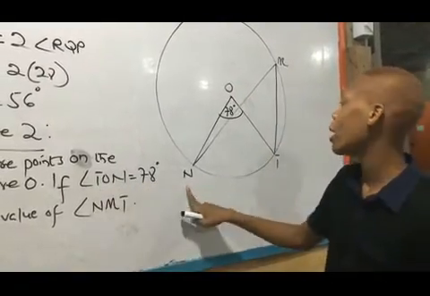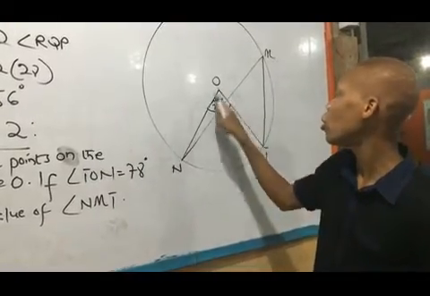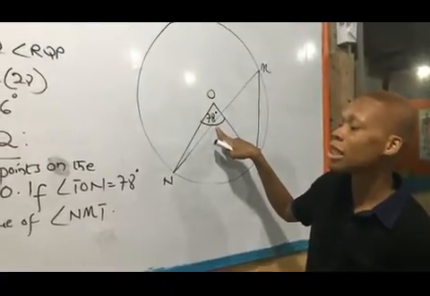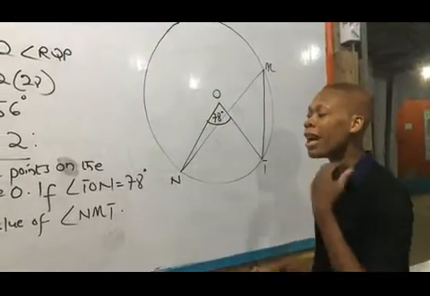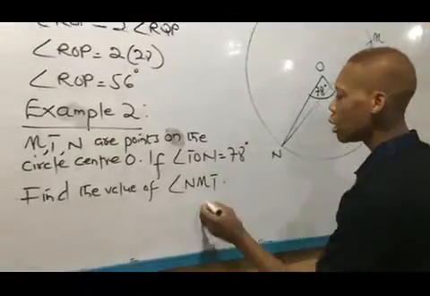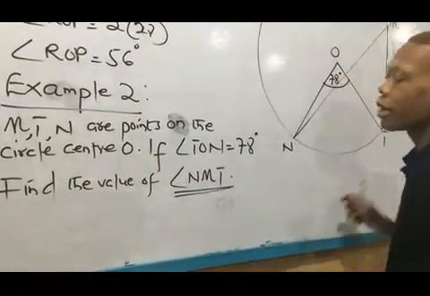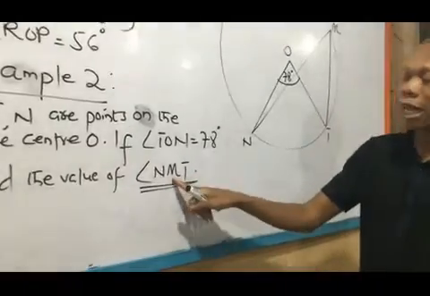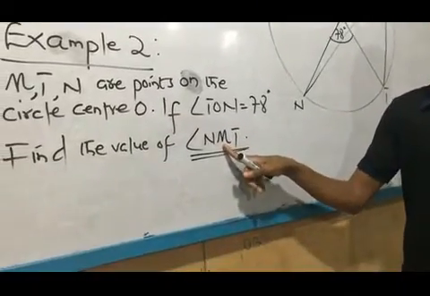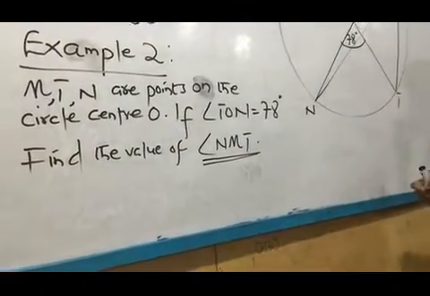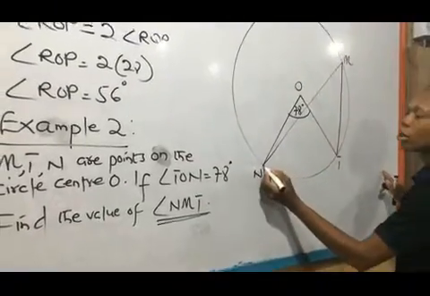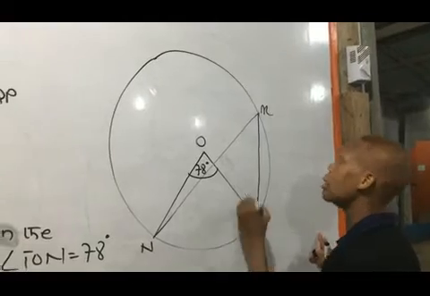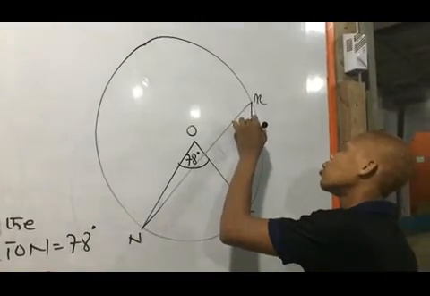If angle TON, so if you follow point T, point O, and point N, so angle at O is 78 degrees, find the value of angle NMT. So NMT means that the angle at M, the one in the middle, that's what we are looking for. So I will follow the points. Point N. So this is point N. This is point M. And this is the point T. So I want to find the angle over here.